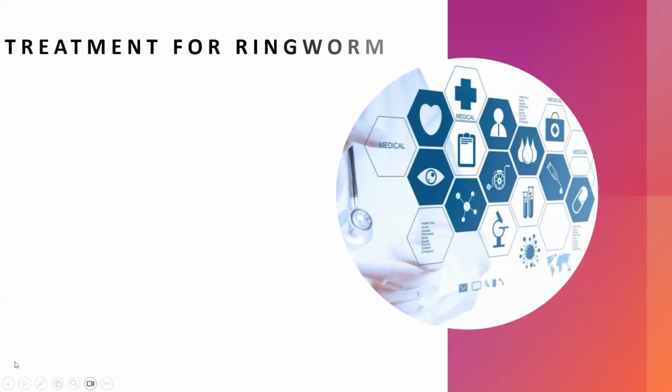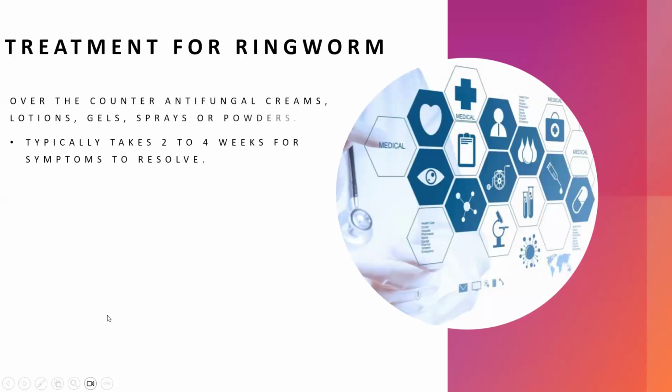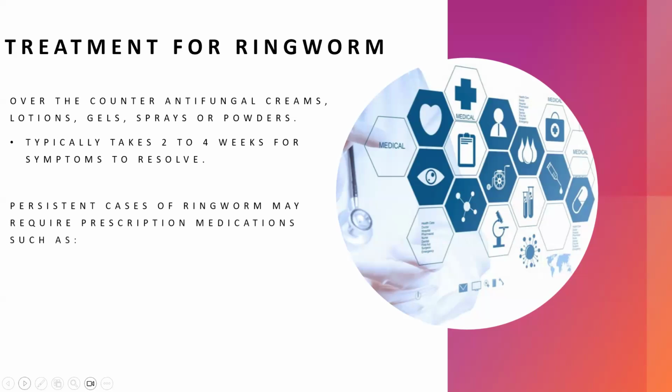All right, so treatment for ringworm. Typically it's an easy fix. It's just an over-the-counter antifungal medication. This can come in the form of a cream, a lotion, gel, spray, or powder. Once someone starts using this, it may take 2 to 4 weeks for the symptoms to resolve. If the symptoms don't resolve within that time frame, a prescription might be required. So someone would need to see a medical provider.